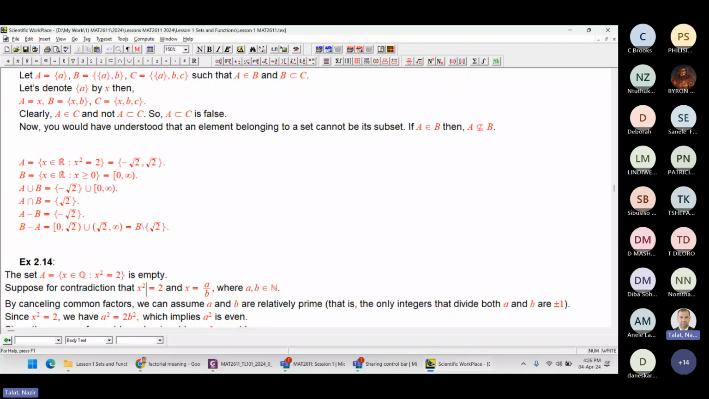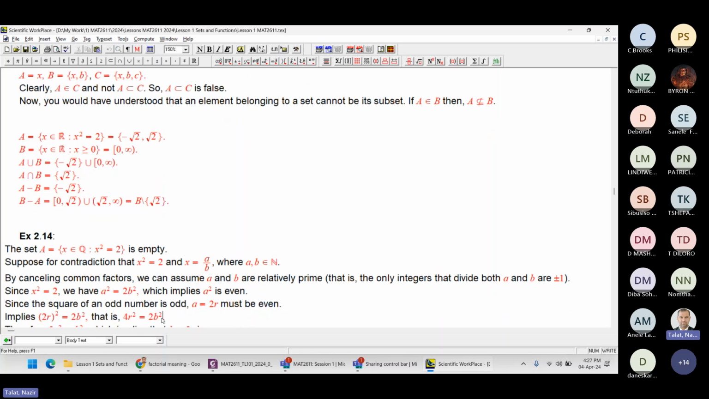Suppose that x square is equal to 2, and since x belongs to Q, it means every element of Q can be written as a over b, where a and b are two natural numbers. Now, by cancelling the common factor, we assume that a and b are relatively prime. Like a and b cannot be further cancelled. Both are relatively prime numbers. It means that the only integers that can divide both numbers a and b are plus one and minus one.